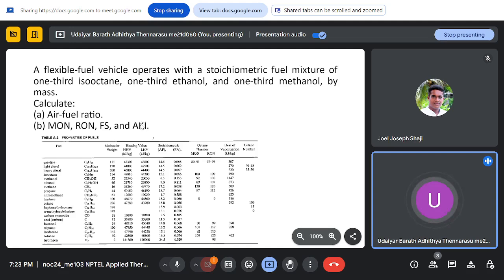A is Antonov index, and MON and RON are for octane numbers. Just a second, I'll find out MON and RON. MON is called the motor octane number, and RON is the research octane number.